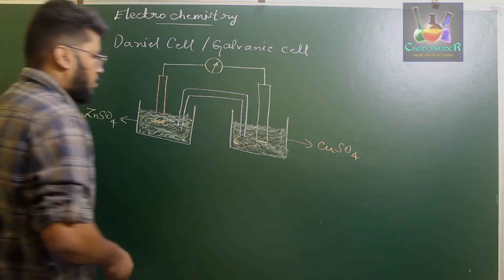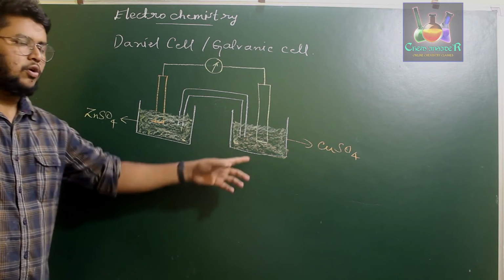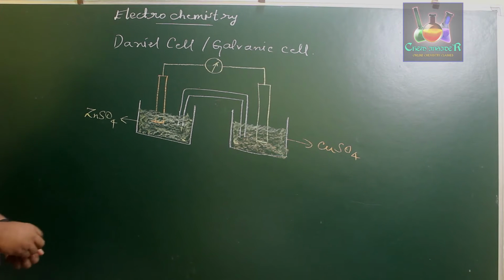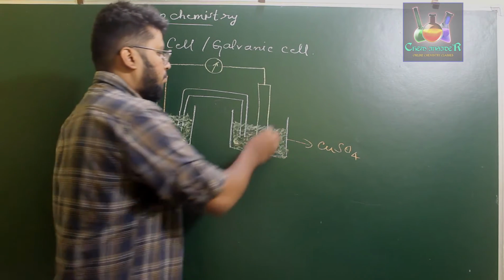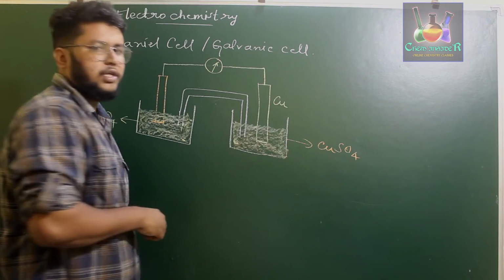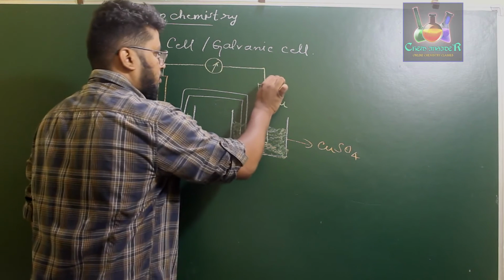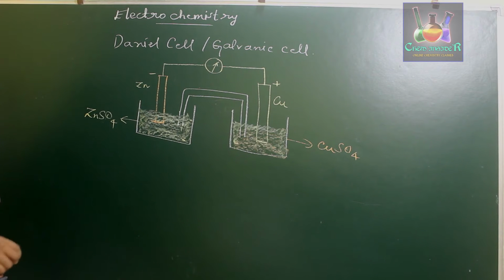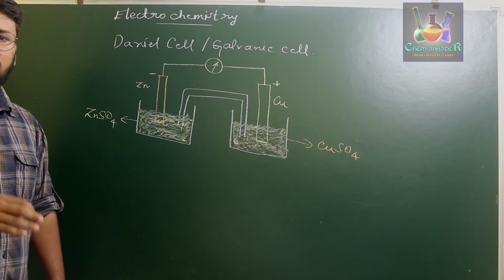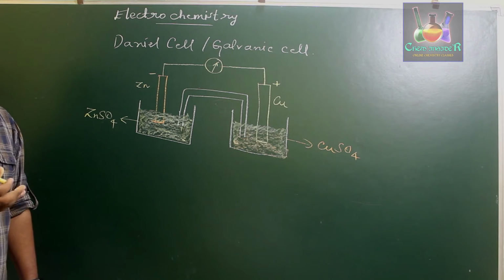What we observed there was, we took two beakers, each filled with zinc sulphate solution and copper sulphate solution respectively. When you dip the respective metal electrode, the copper electrode in copper sulphate solution and the zinc electrode in zinc sulphate solution, let us say this is a positively charged electrode and this is a negatively charged electrode. Once they are connected, we observed a chemical reaction where there was a flow of electrons and also a flow of current.